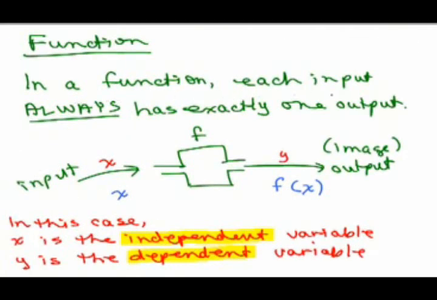Remember, in a function, each input always has exactly one output. You could think of something going into a function machine and coming out as something else. Whatever you put in is called the input, and that is the independent variable. Whatever comes out is called the output or image, and that would be the dependent variable if we're talking about putting in an x and coming out a y. Now, often we're putting in actually the numbers, and so we'll get some ordered pairs for a function.